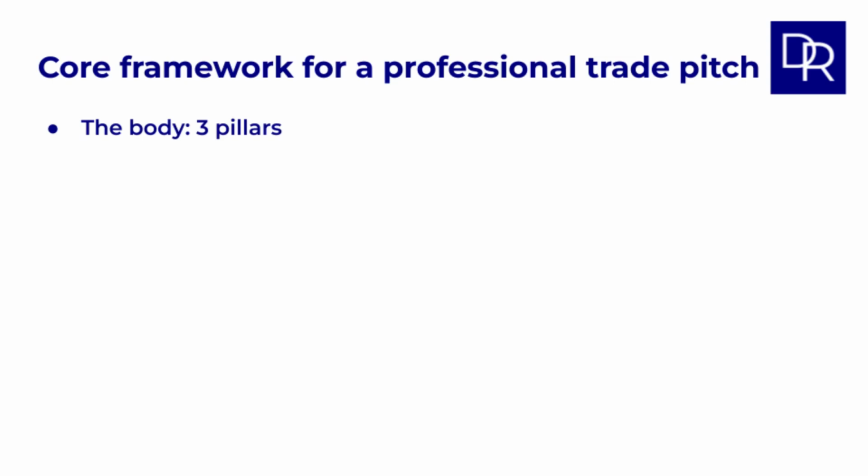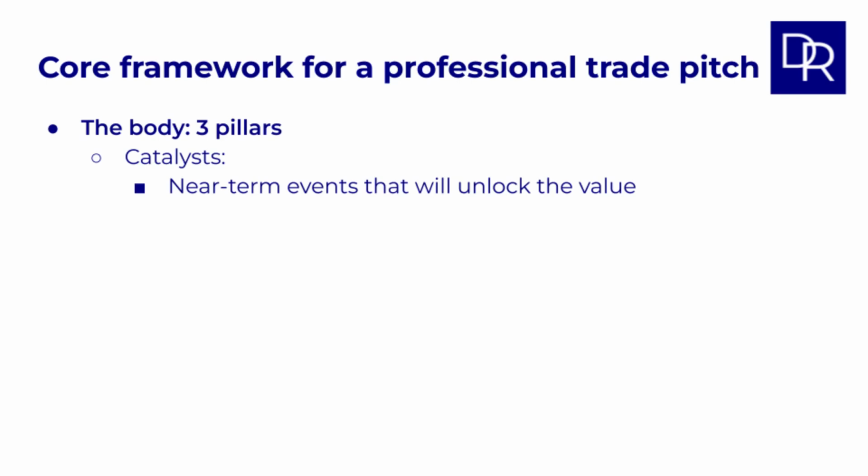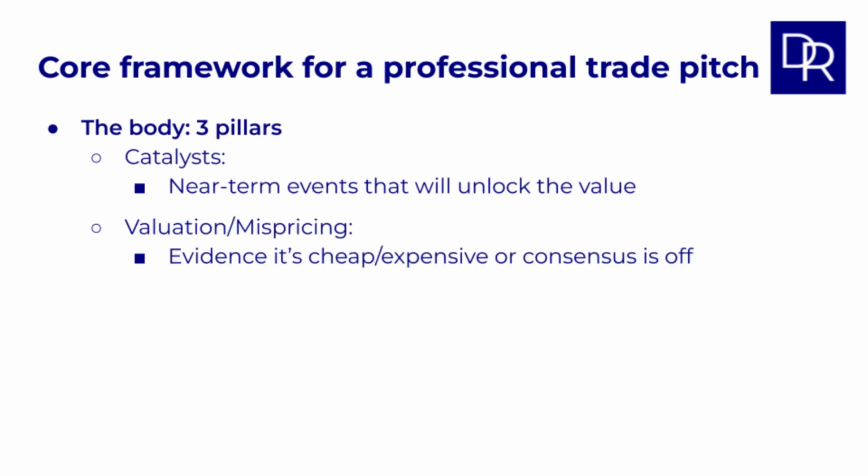Now the body of the pitch has three pillars. First of all, the catalysts. This is often misunderstood. The catalysts are the near-term events that will unlock the value. So for example, it's the news that will make the stock price rise. Then valuation or mispricing: give evidence that the asset is cheap or expensive or that consensus is off.